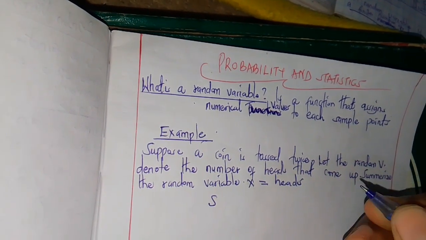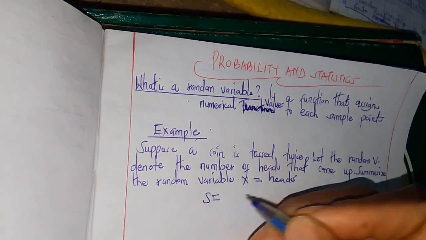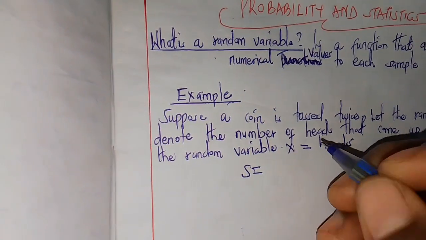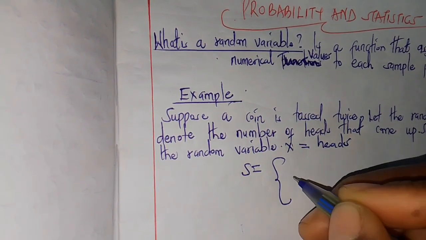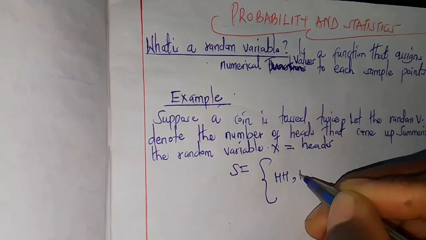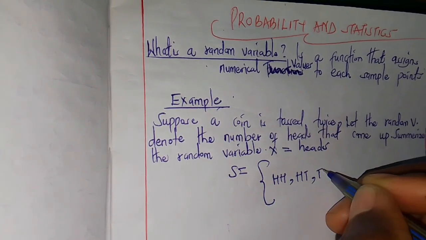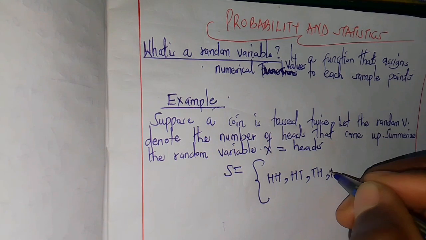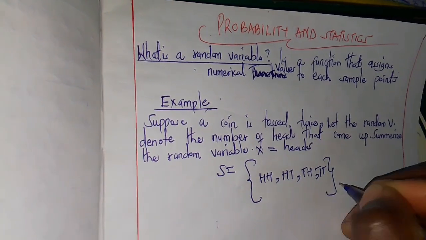If you toss a coin twice, what is your sample space? Our sample spaces are denoted by a capital letter S. So our sample space can either give us a head and a head, maybe a head and a tail, maybe a tail and a head, or maybe a tail and a tail. So this is our sample space.